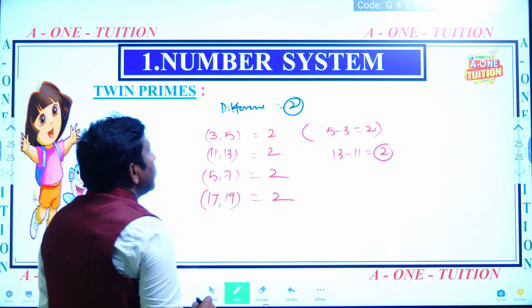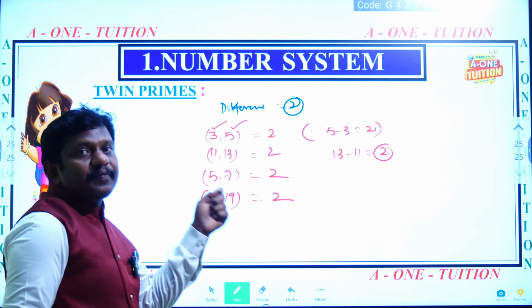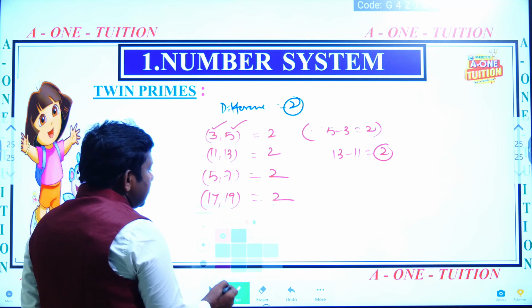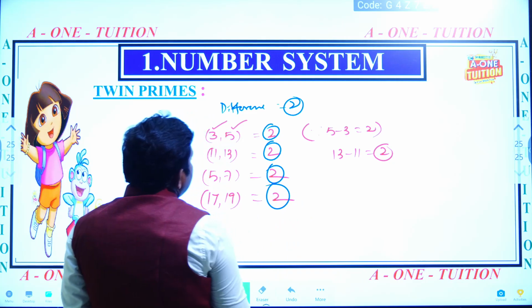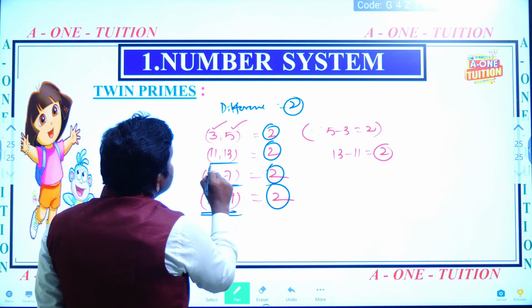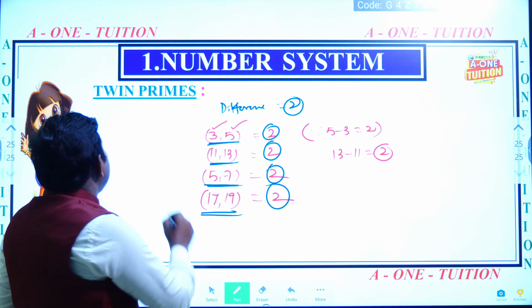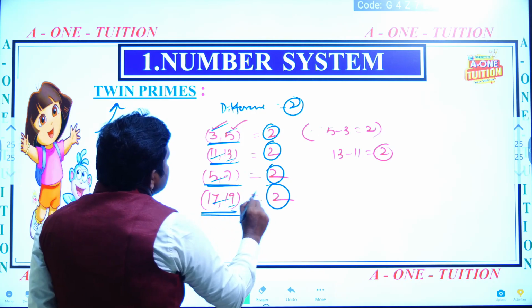The difference is 2. So here 3 is a prime, 5 is a prime. If the difference between any two prime numbers is 2, then these are called twin primes. In twin primes, the participating numbers must compulsorily be prime numbers only.